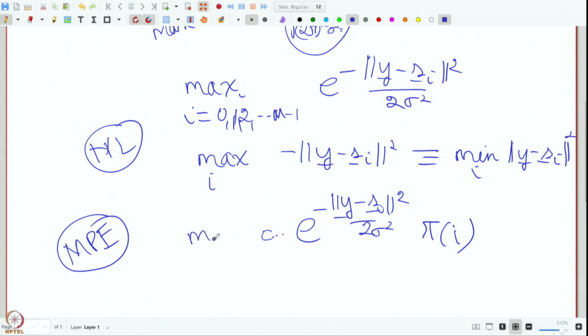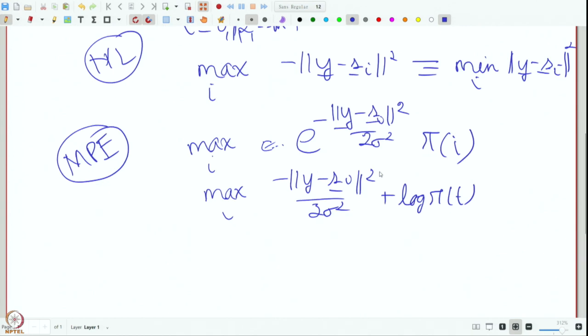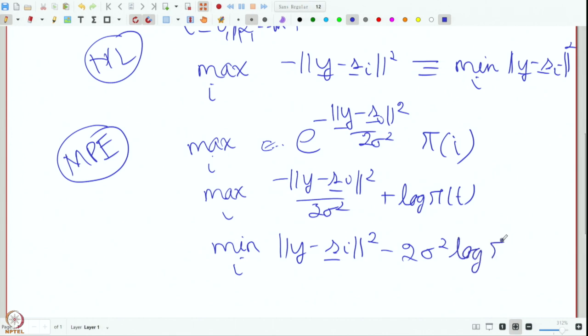So I want to now maximize this over i, which is the same as maximizing, I am just going to take log over here, some monotonic function, ignoring the constants, minus norm y minus si square by 2 sigma square plus log pi i, this is log to the base e. This is the same as minimizing over i norm y minus si square, multiplied by 2 sigma square, minus 2 sigma square log of pi of i. So this is the MPE rule, the minimum probability of error rule.